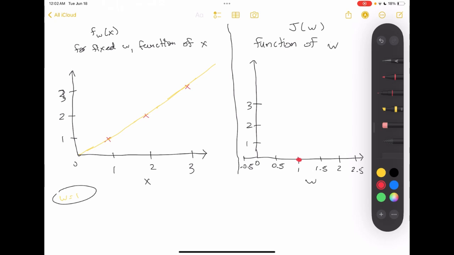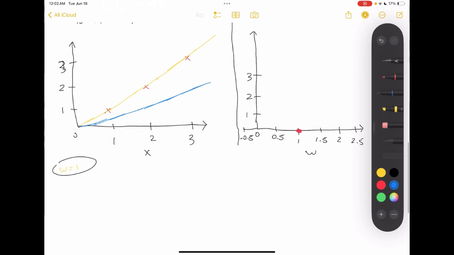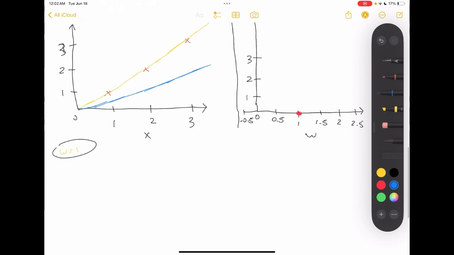But say we chose a different value of w. Say we chose 0.5. If we chose a value of 0.5, our linear regression model would look something like this, right? It wouldn't model our data very well. You can see it underestimates it. And for this one, we're going to have w equals 0.5. We'll use our cost function to calculate the cost.